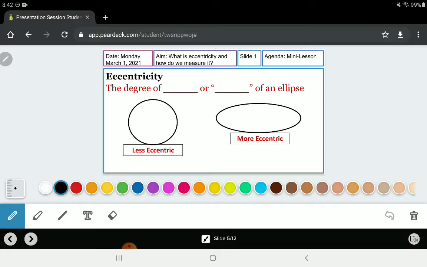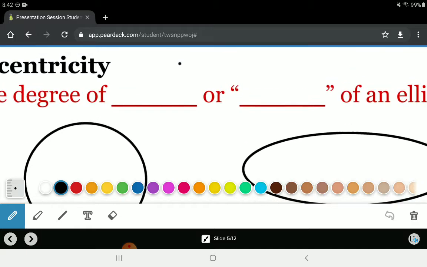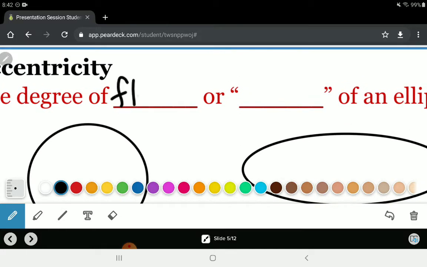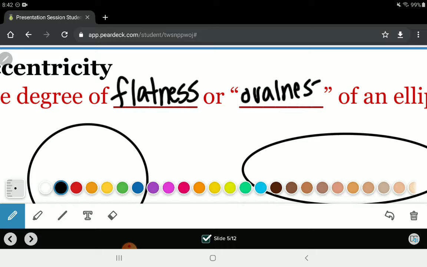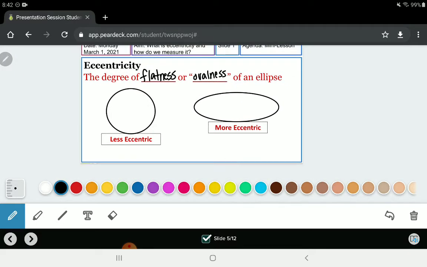So eccentricity is the degree of flatness. So how flat or ovalness, these are totally made up words. If it is flatter, it's going to be more eccentric. If it is less flat, so if it is rounder, it's going to be less eccentric.